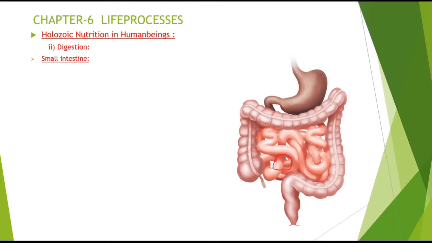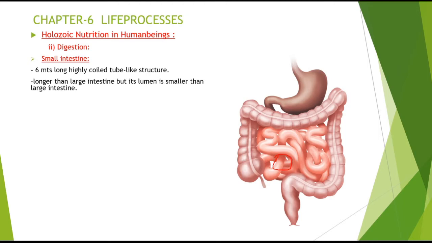This small intestine is a 6 meters long, highly coiled tube-like structure which is longer than the large intestine, but its lumen is smaller than the large intestine. See children, it is longer than the large intestine. The small intestine is longer than the large intestine.